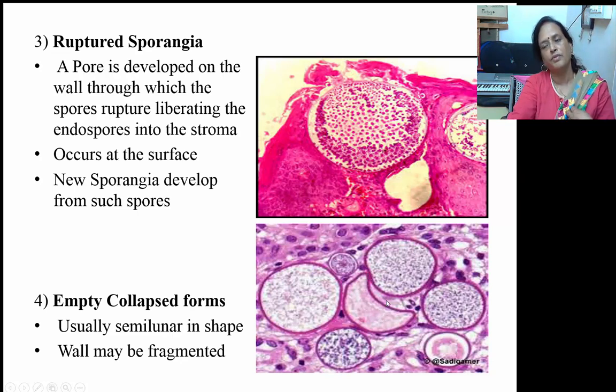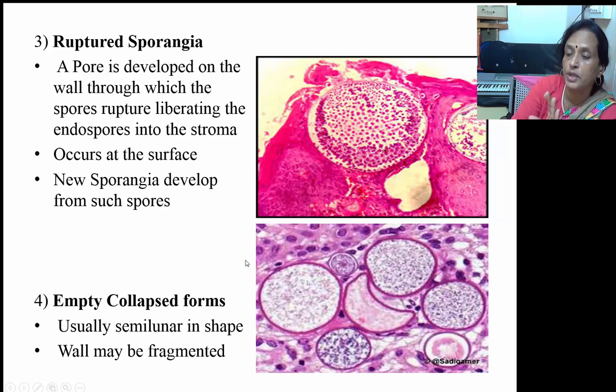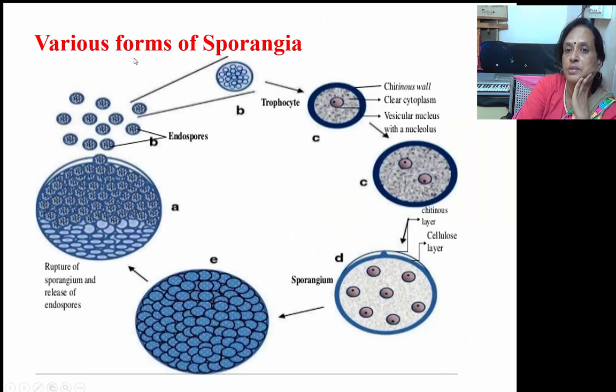Clear? We've learnt about four forms. Trophic or the young form, something like this. The mature form, the ruptured form, and the collapsed form. This looks semilunar. See, like a half moon. All these features you can very well appreciate in the slides that we show. It's just a repetition. Various forms of sporangium.